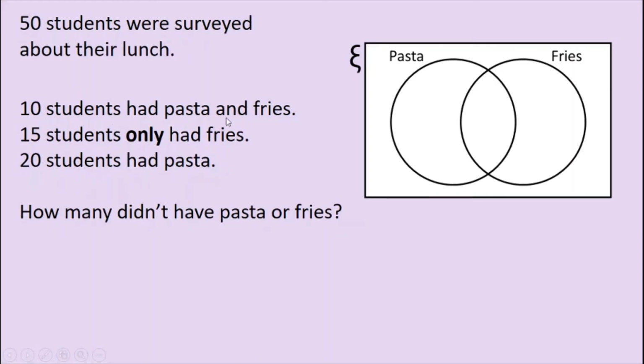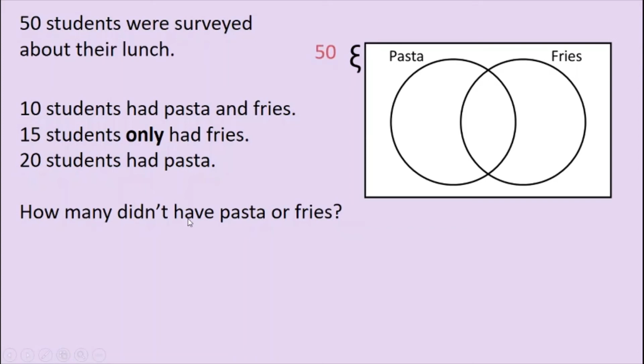10 students had pasta and fries, 15 had only fries, and then 20 had pasta, and that would include the other 10. So pause it, have a go at seeing if you can complete the table, the Venn diagram, and answer the question. Okay, if you were doing this and you got stuck, we should have done this.